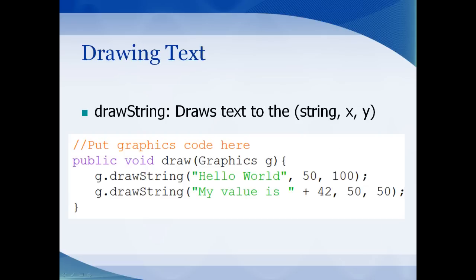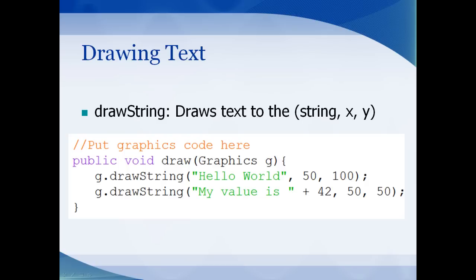Draw string allows you to draw text on your screen. Just like in our last program, the string has to be in quotes. So if you look at the first line of code in the draw method, it's displaying hello world to the screen. Now, the next command is an example to show you that you can still concatenate the values using the plus sign. So the next line would actually display as my value is 42.